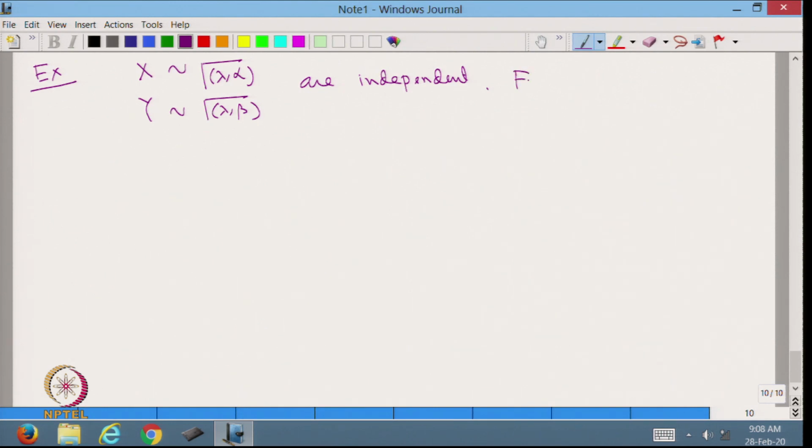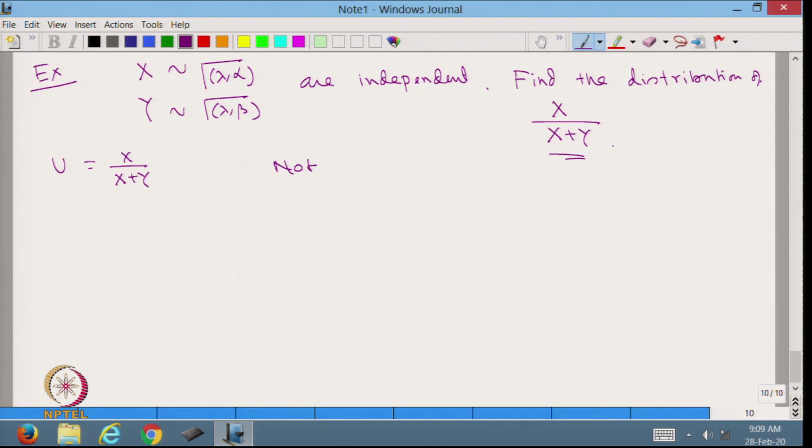Find the distribution of x upon x plus y. Slightly tricky. So, let us call u is equal to x upon x plus y.